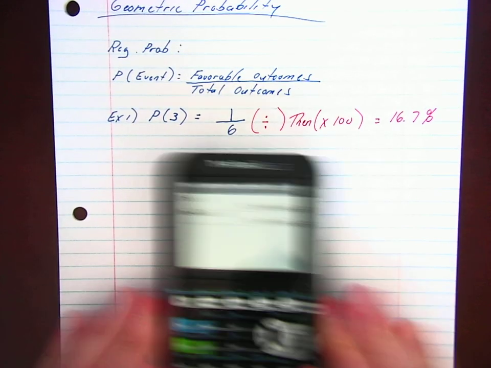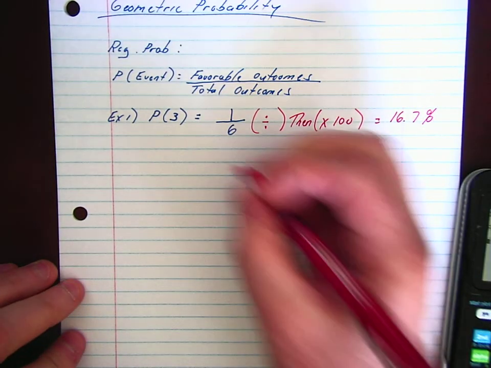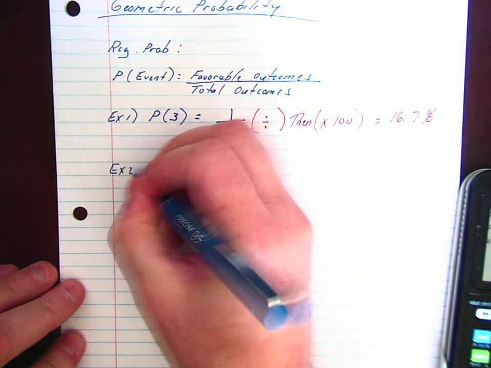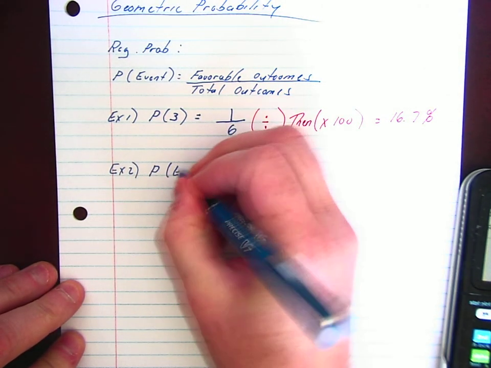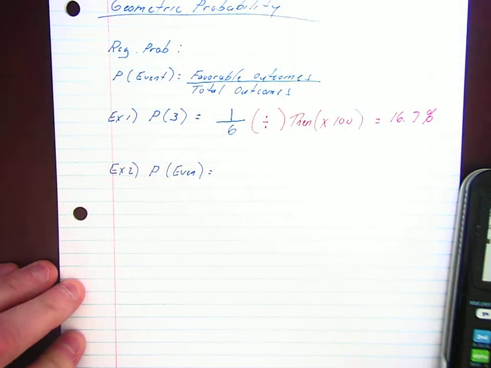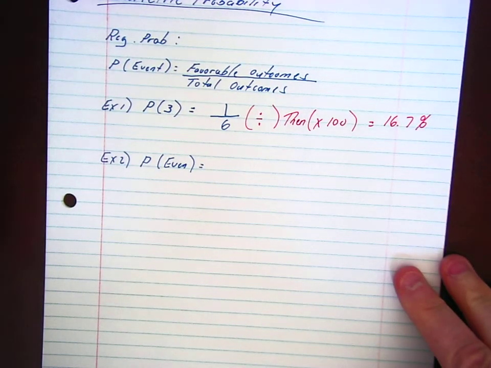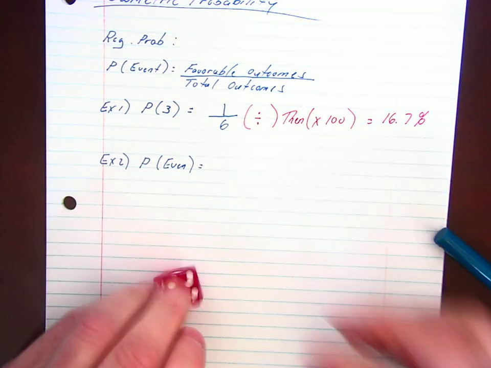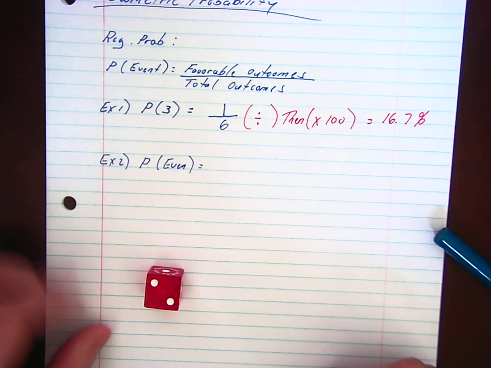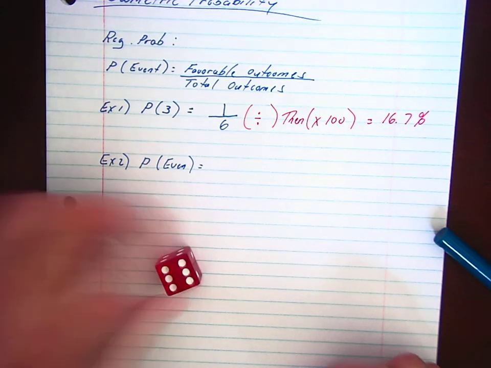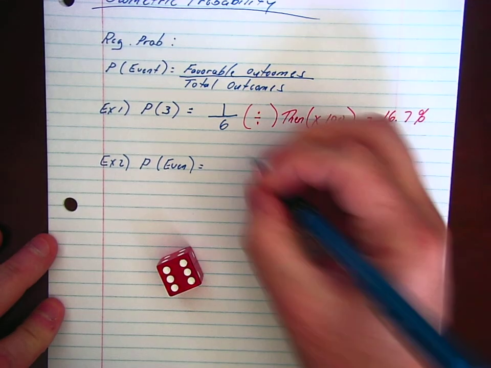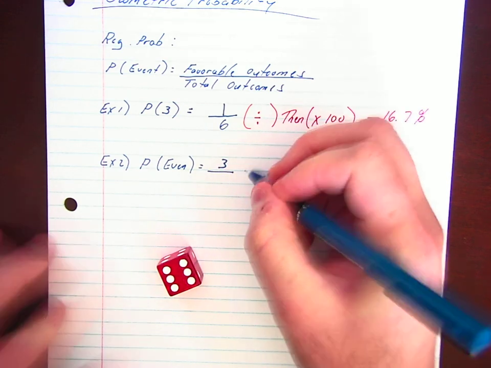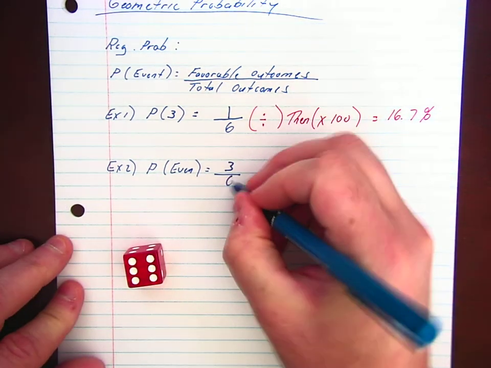Okay, one more with the die. What is the probability of rolling an even number? Just like before, you look and see how many favorable outcomes. If you look at all 6 sides, how many of them are even? Well, 2 is even, 4 is even, and 6 is even. So 3 of them are even. That's your favorable, so it would be 3 out of, for a die, the denominator is always 6.